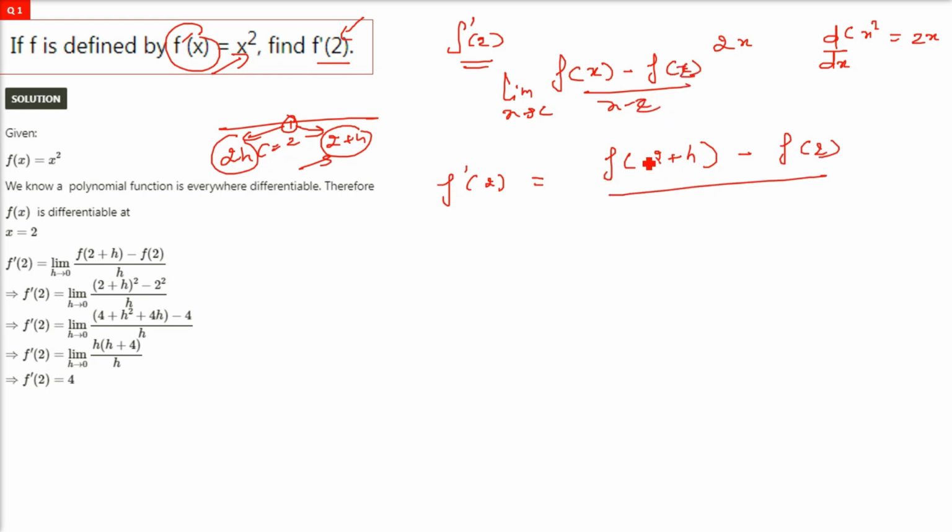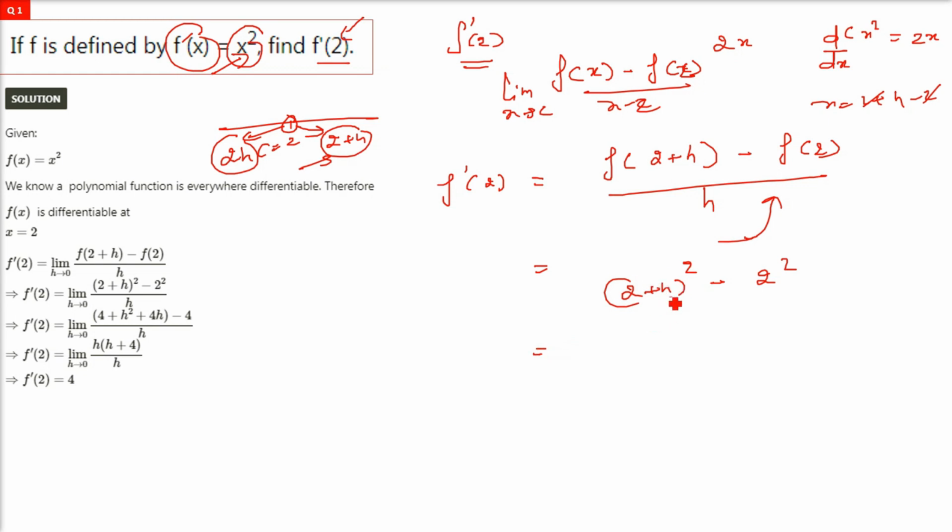So I am using the first principle directly. It will be f(x plus h) minus f(x) divided by h, limit h tends to 0. That is going to be f dash x. If you put 2 plus h also, the same thing is going to come, the right hand limit or left hand limit. So now we have f(2 plus h) minus f(2) by h. In place of x, just change it by 2 plus h. So (2 plus h) whole square minus f(2), that is 2 square.